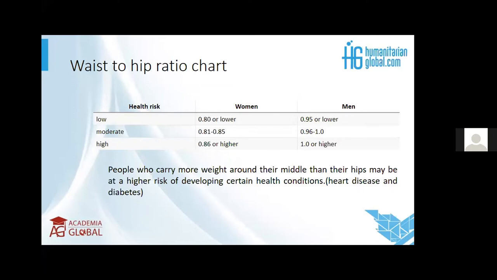Remember, we said anthropometric measurements are comparative body measurements. We have to compare them to the reference values.